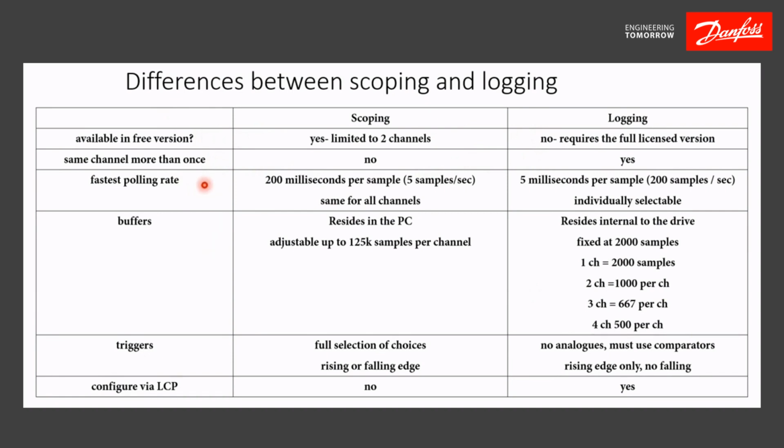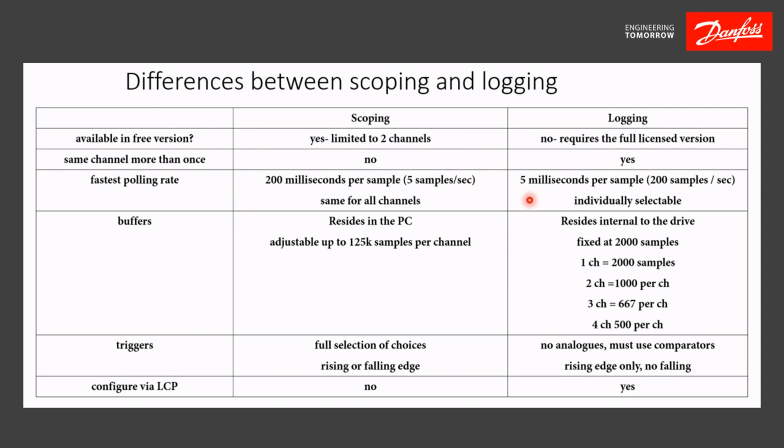When scoping, the fastest sample rate is 200 milliseconds. That'd be 5 samples per second. And whatever you choose applies to all channels. In the full version, you can scope up to 8 channels at a time.